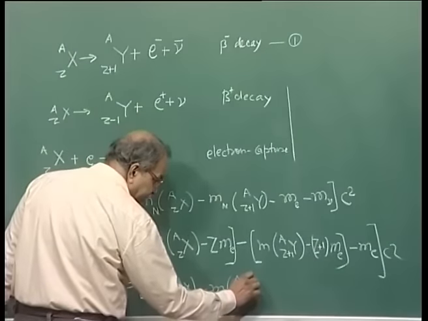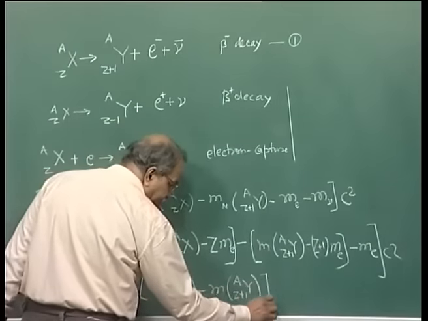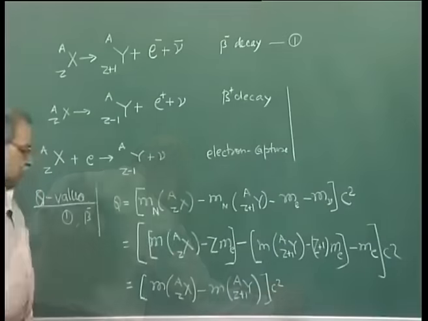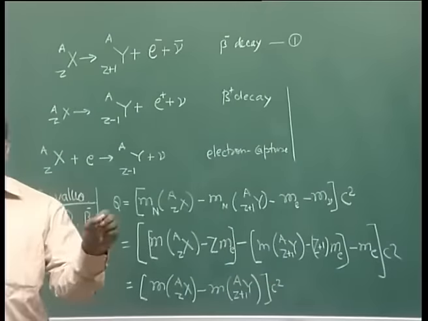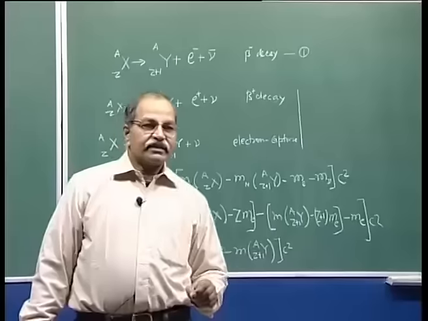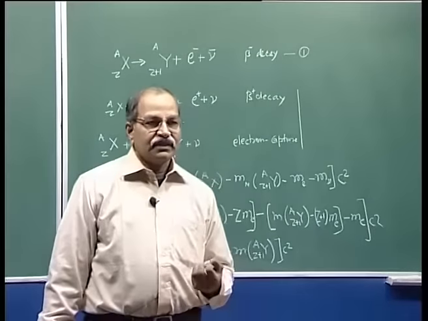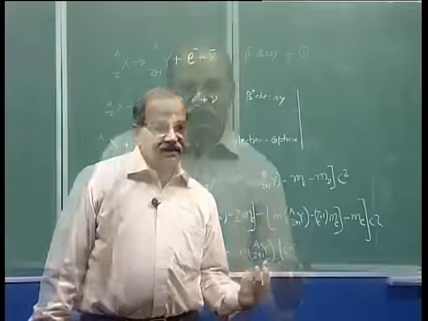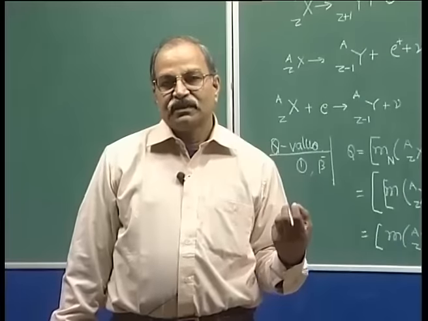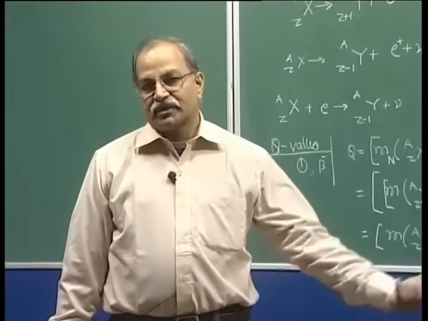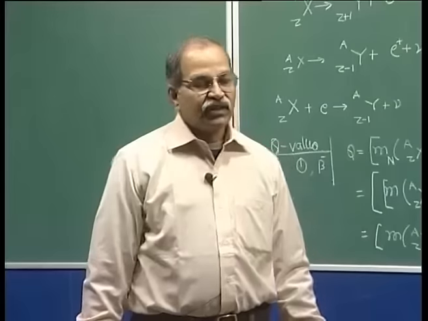Now, it is the atomic masses that we are talking of, times c square. So, to calculate that Q value in a beta minus decay scheme, you only have to look at the atomic mass of the parent and atomic mass of the daughter and subtract to get this Q value.